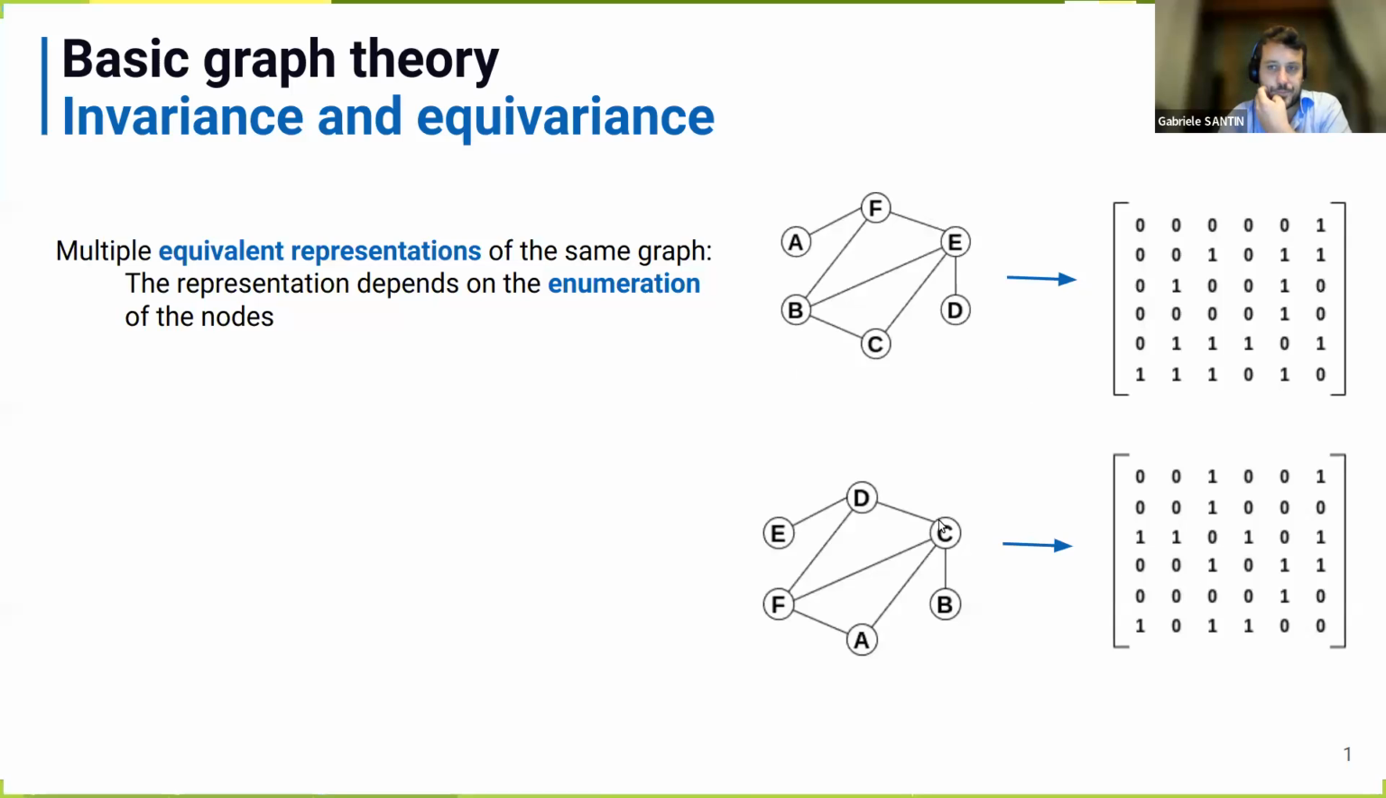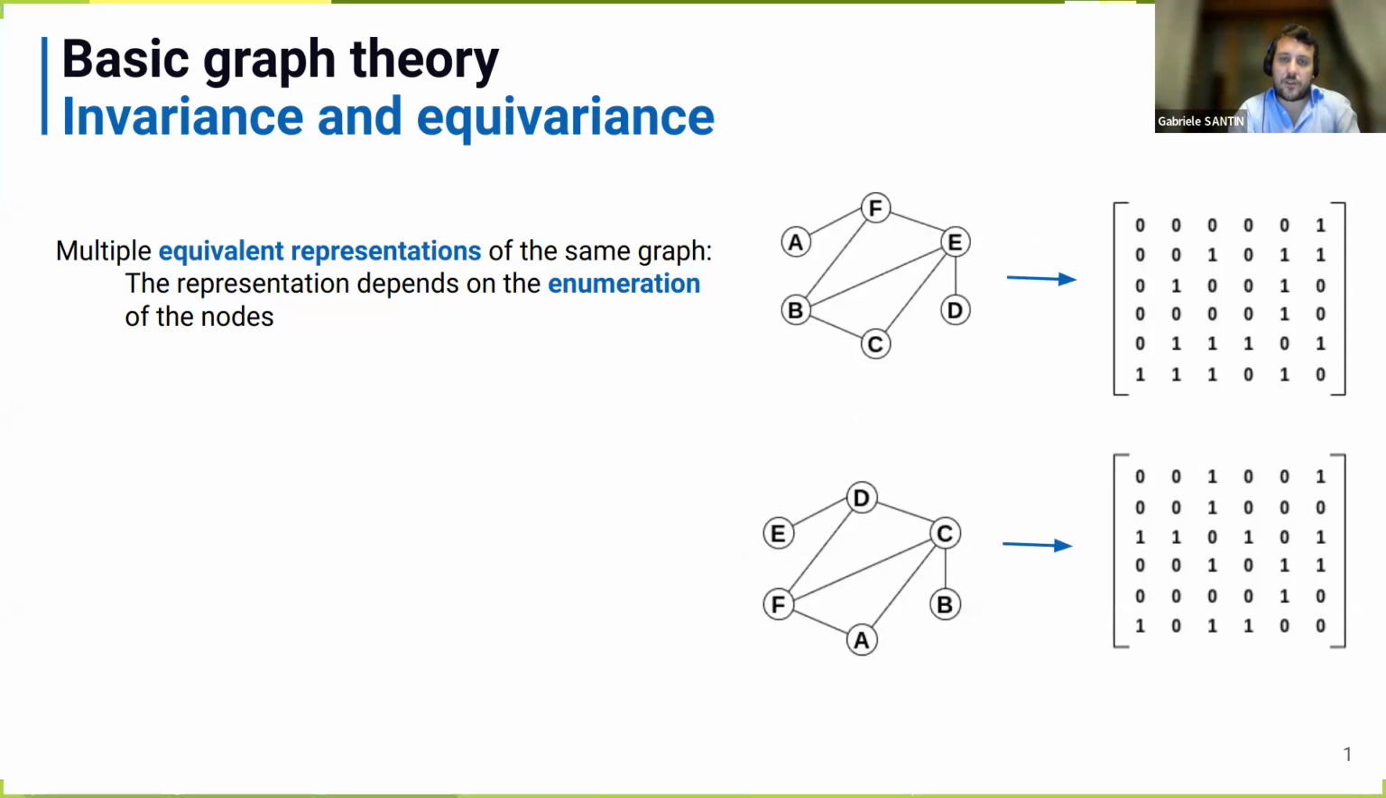So for example, here the node A is connected to node F, so there is a 1 here. On the other hand, here the node A is connected to F and C, and this is reflected in the fact that the first row here has a 1 in position C and in position F. So once again, if I change the labeling of the nodes or the enumeration of the nodes, the vectorial representation is changed. So this is not a reliable way to represent a graph.